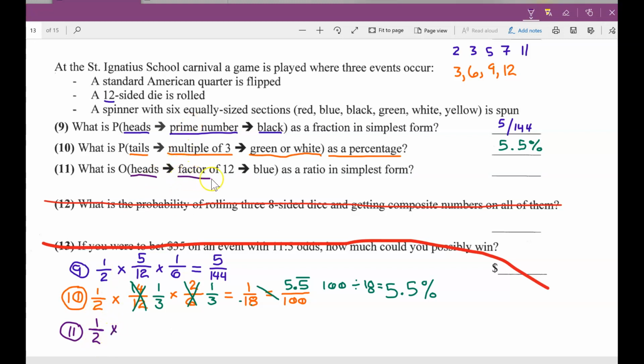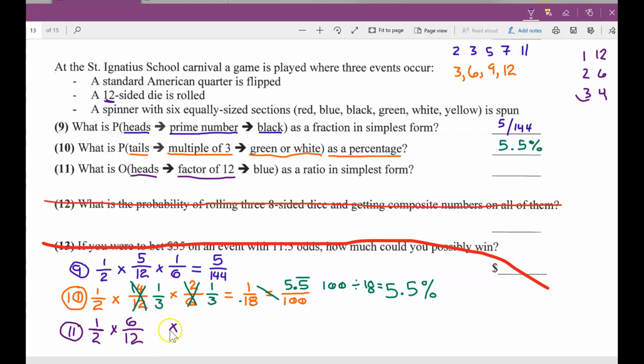Then we want a factor of 12 on a 12-sided die. What are the factors of 12? Well, you can do 1 times 12. You could get 2 times 6. Or you could multiply 3 times 4. Those are all the factors of 12. So we would have 6 possible winning numbers. We win if we get any of these 6 numbers. And there are 12 total possible results on a 12-sided die.